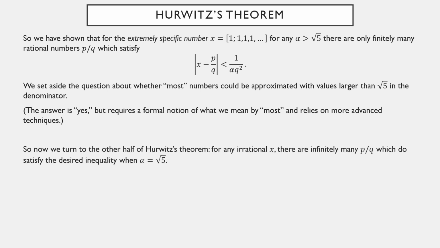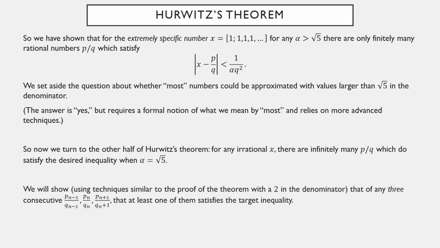If you go ahead and plug exactly root 5 in for alpha, for any irrational x, we need to prove there are infinitely many rationals that will satisfy the inequality. So we're going to use a technique fairly similar to how we proved it for the case of alpha equals 2. Back then we said for any 2 consecutive convergents, at least one of them will satisfy the inequality. We're now going to show for any 3 consecutive convergents, at least one of them satisfies the desired inequality. So let's assume to the contrary that all of them happen to fail.